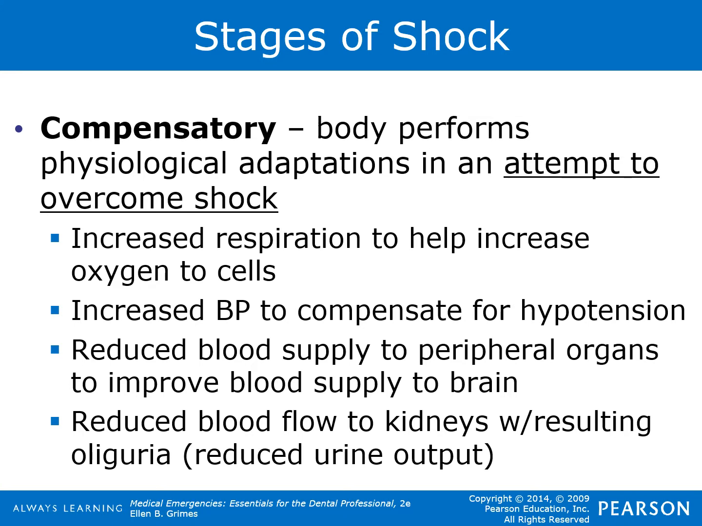It reduces the blood supply to the peripheral organs to improve blood supply to the brain. So your arms and legs are going to get less, your kidneys are going to have less blood supply, so that your body will send it all to the brain so that you can try to stay alive. Reduced blood flow to the kidneys results in oliguria, which means reduced urine output. So you won't have an urge to go to the bathroom.